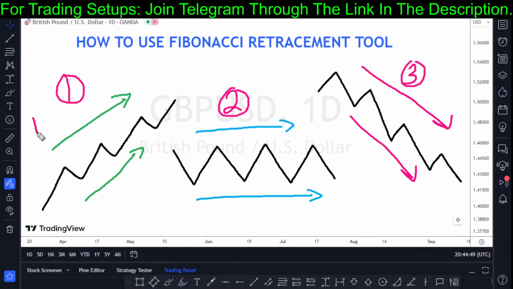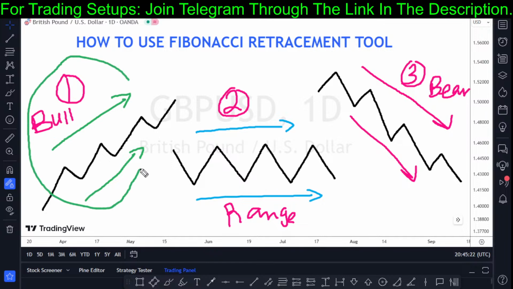So here is a bull trend, bull, right? We have this as a bull right here, and right here neither the bulls nor the bears are dominating in this rally, so we call it a range medium, right? And right here we have a bear trend. So the question now is, how can you use the Fibonacci retracement tool in these three types of trend available in technical analysis? So the answer right here is, the Fibonacci retracement tool can be used in a bull trend and in a downtrend, right?